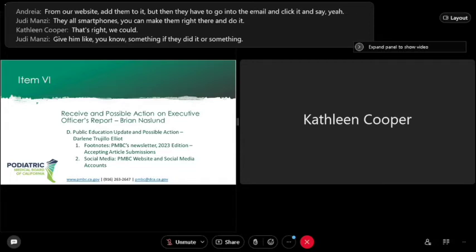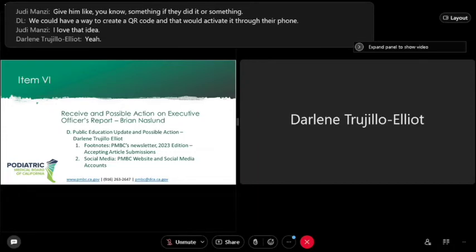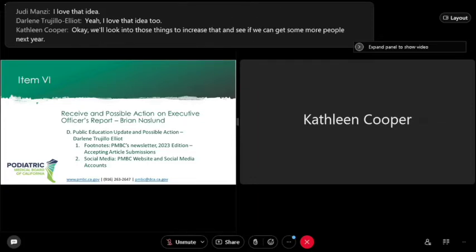We could have a way to create a QR code, and that would activate it through their phone. Perfect. I love that idea. Yeah, I love that idea too. Okay, we'll look into those things to increase that and see if we can get some more people next year. Other than that, that concludes my report.